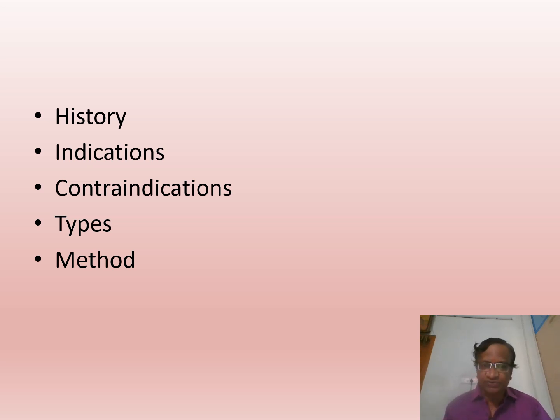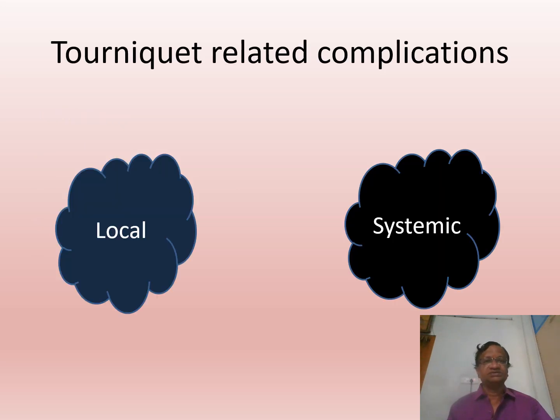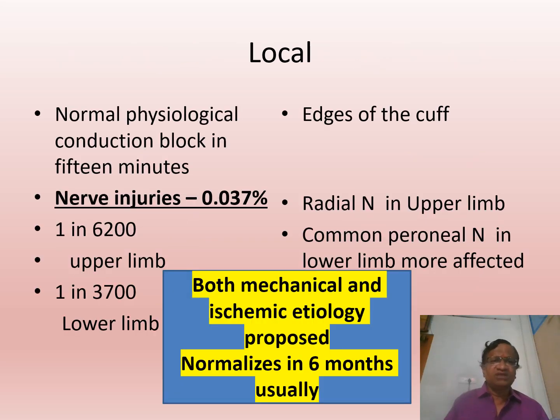We have peripheral vascular disease. What are the types? Previously, we had the Esmarch bandage. Now we have the pneumatic tourniquet. Now we have all electronics. Now, what are the tourniquet related complications? Local and systemic. Normal physiological conduction block in 15 minutes.